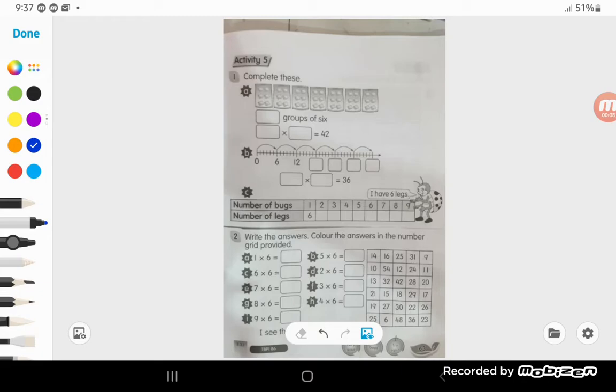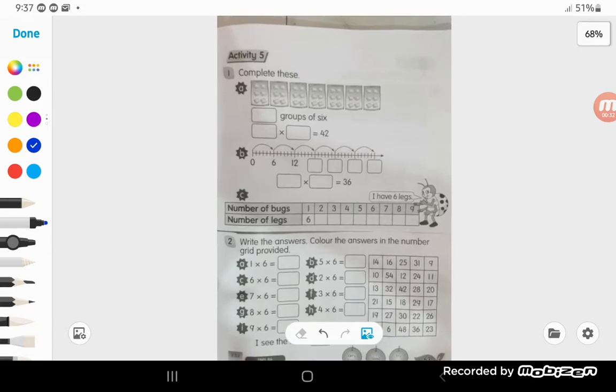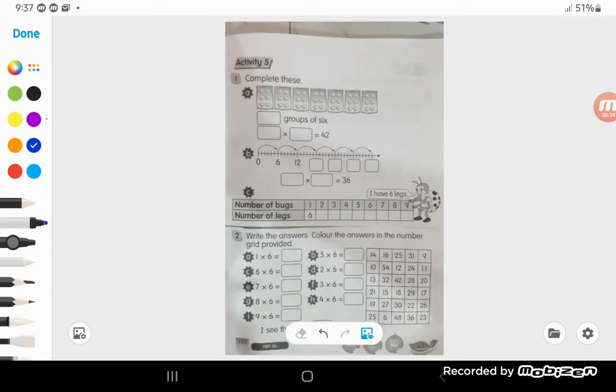So I want to guide you how you want to answer your exercise activity book, page 63, 64, and 65. Please take your book and open page 63, 64, and 65. Before you do your work, please write down your day and your date first, okay?